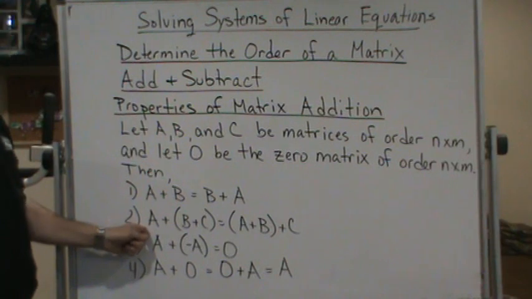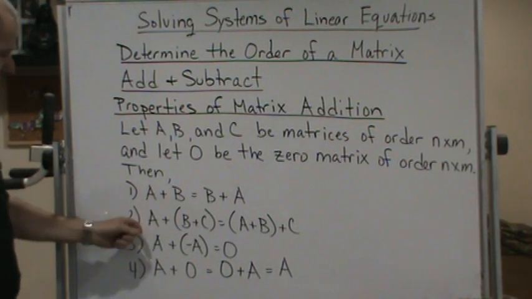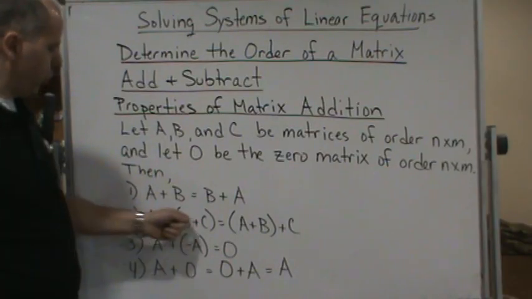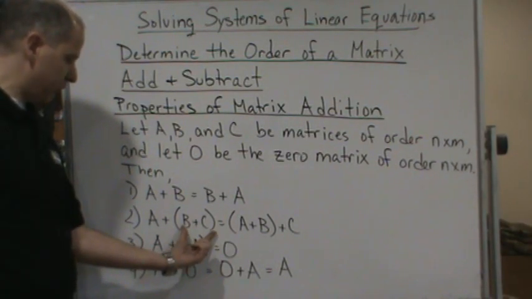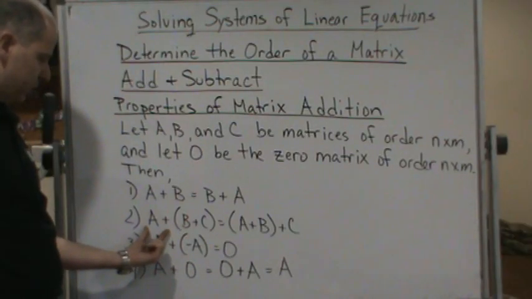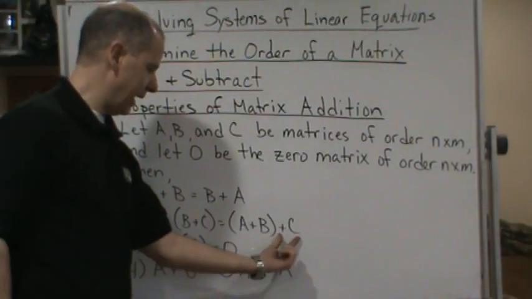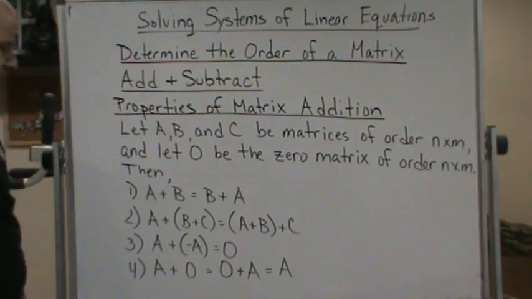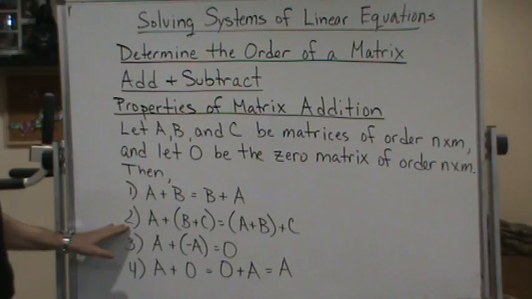Two is the associative property of matrix addition, which means that it doesn't matter how you group the matrices, whether you add these first and then add the result to A, or whether you add these two first and then add the result to C. Doesn't matter. So you can move parentheses around. That is the associative property of matrix addition.